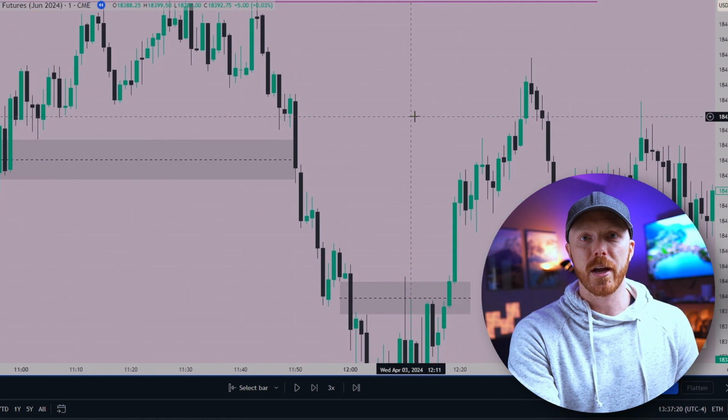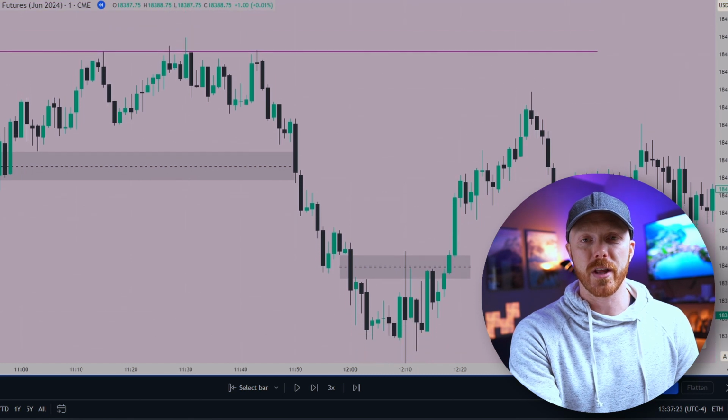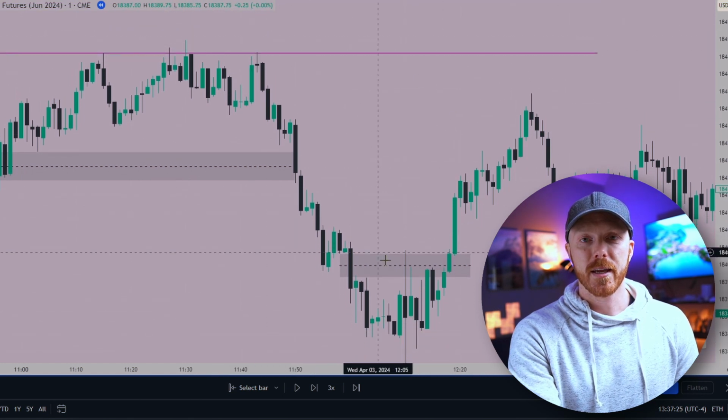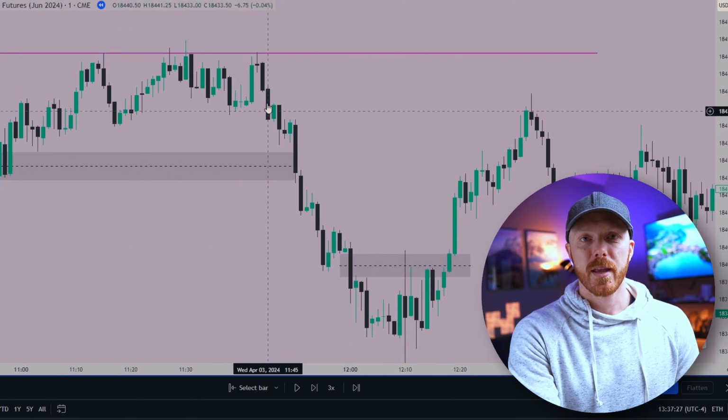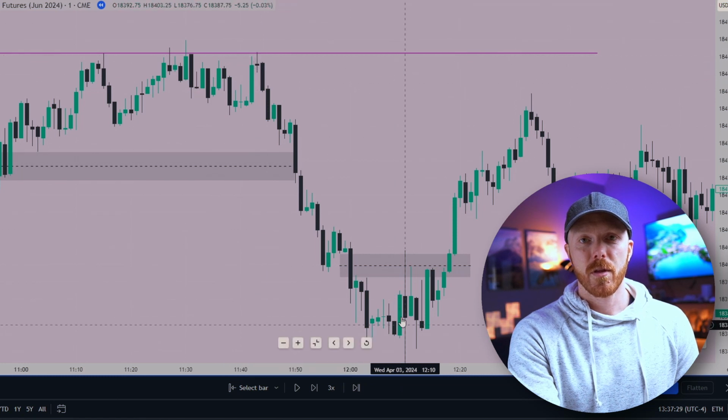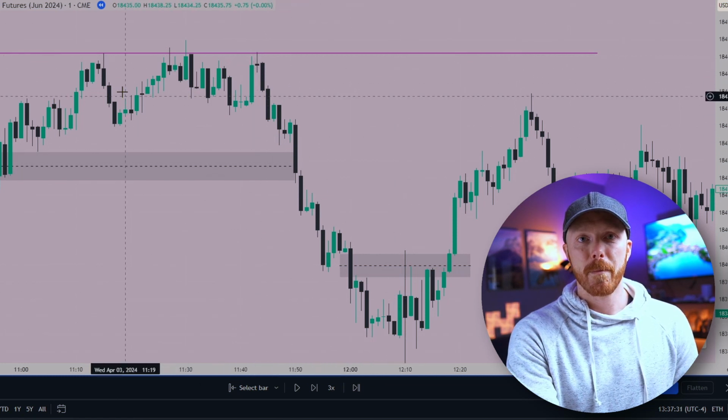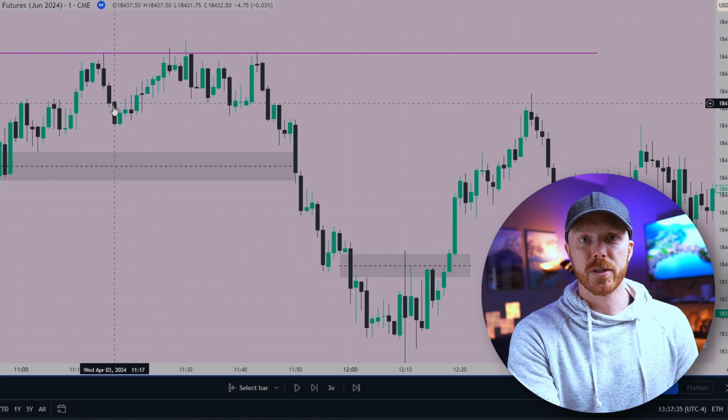And look how far down it goes. I mean, I told you that's 70 handles. From this high to this low is over 70 handles. That is a beautiful move, but it gave 3 opportunities for a mechanical 10-point strategy right here.